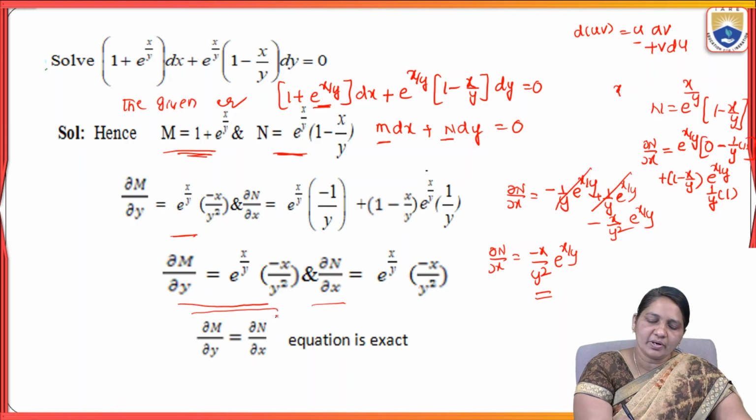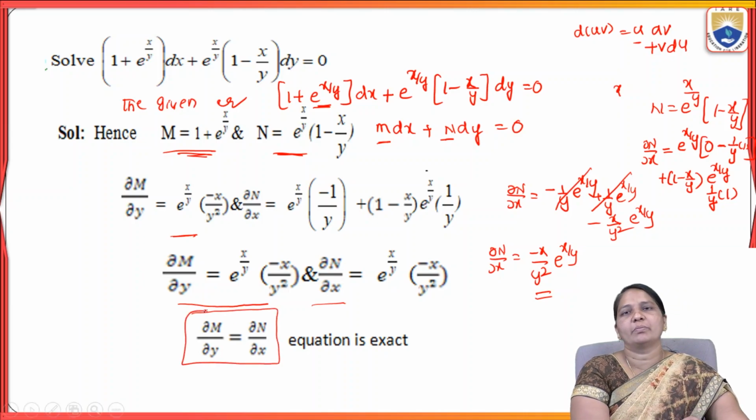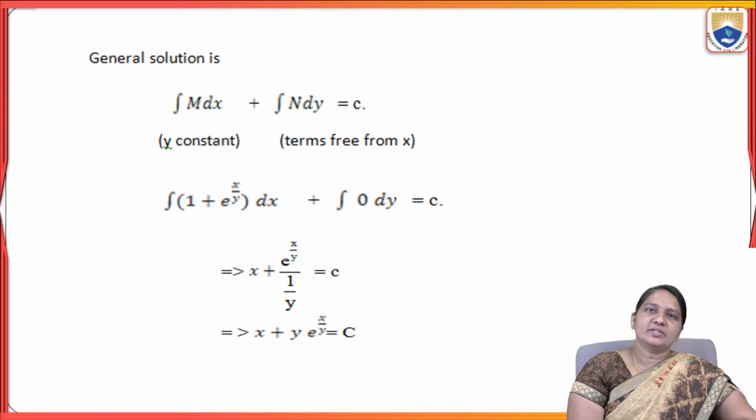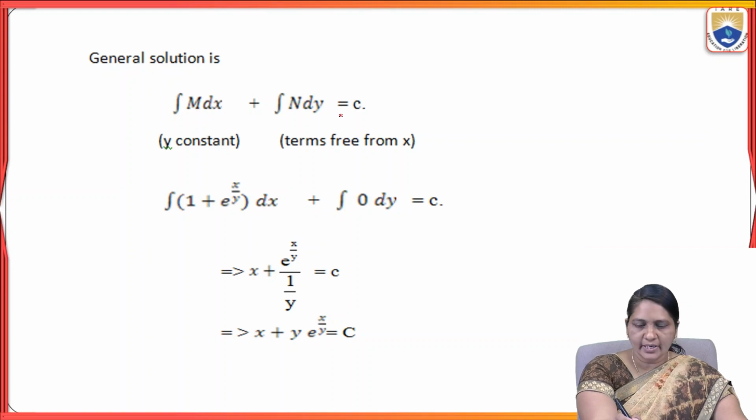So here dou m by dou y is equal to dou n by dou x. So both values are equal. We can say that this equation is exact. So after knowing this equation is exact, we have to calculate the general solution. General solution is integral m dx plus integral n dy equal to c.